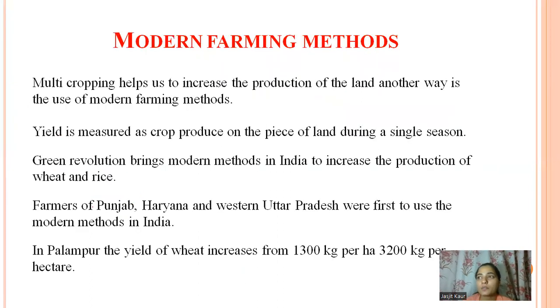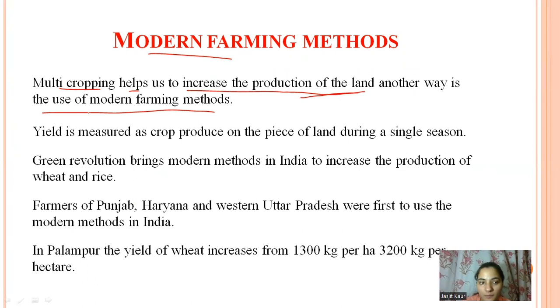Okay, so now if I talk about the modern farming method, we can say that the modern cropping method helps us to increase the production of the land. With the help of the modern farming method, we can increase the production of the land, because here we can use good fertilizers, good irrigation facilities, and good seeds for the crops. So with the help of all this, we are able to increase the production of the land by adopting modern farming methods.